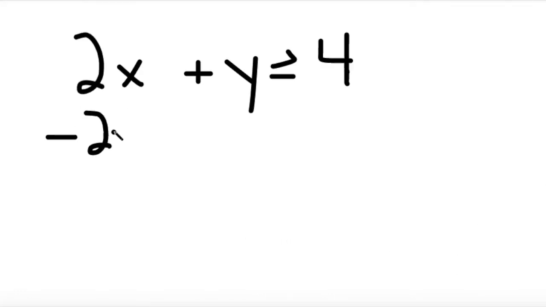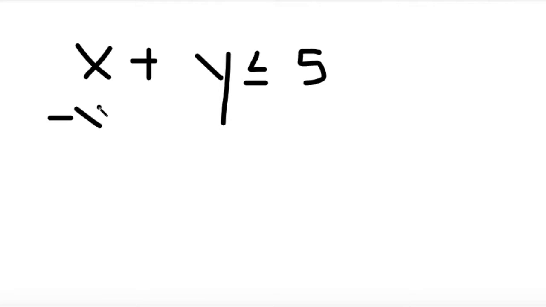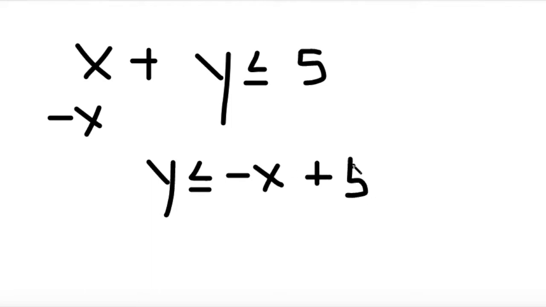Just as the other 2 equations, we're going to get it into y equals mx plus b form by subtracting 2x from both sides, and we're going to be left with y is greater than or equal to negative 2x plus 4. Last equation, we're going to subtract x from both sides, and we will be left with y is less than or equal to negative x plus 5.